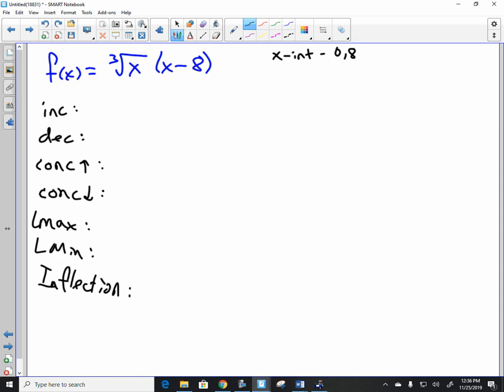What's the derivative of x minus 8? 1. So therefore, I'm going to use the product rule. Product rule starts out, what's the derivative of x to the 1/3? 1 over 3x to the 2/3 times x minus 8. That would be in the numerator. Plus, I'm going to raise x to the 1/3 times 1.